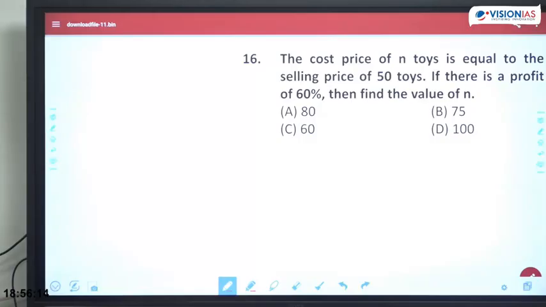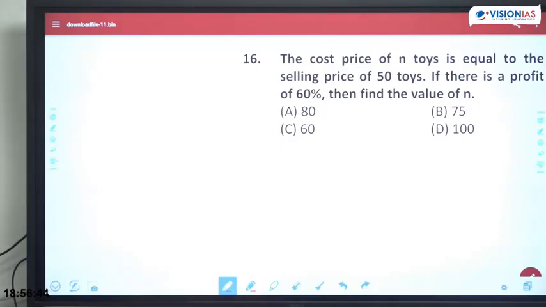480 कहां से आया? 480 because in the question we got the CP as 2400. The question was, if we have to get the 20% profit, what is the selling price? So CP is 2400, profit is 20%. So how to get SP? 20% of 2400, that is 480.